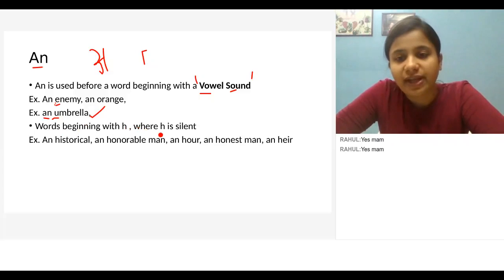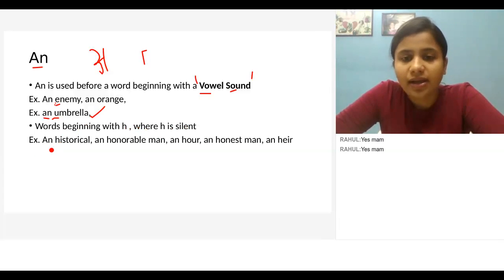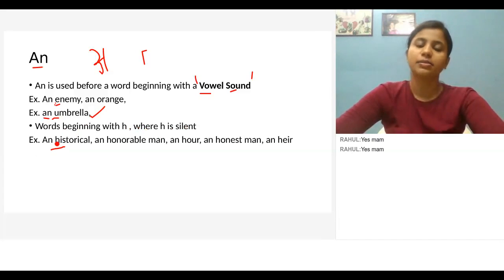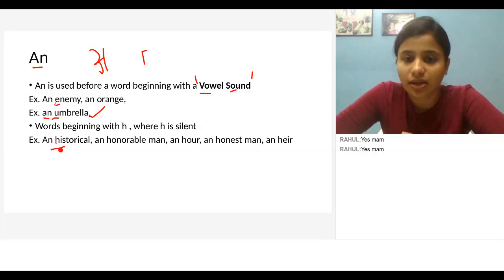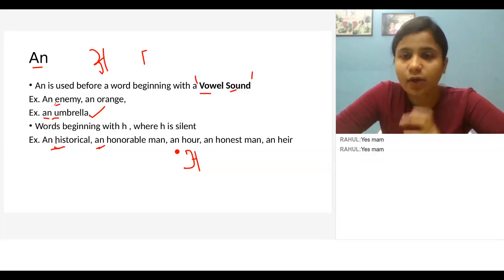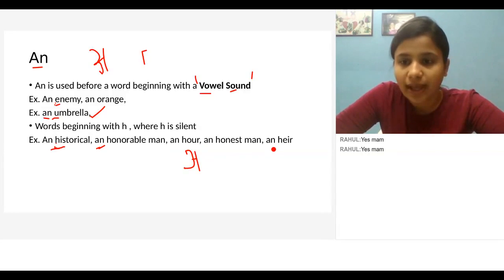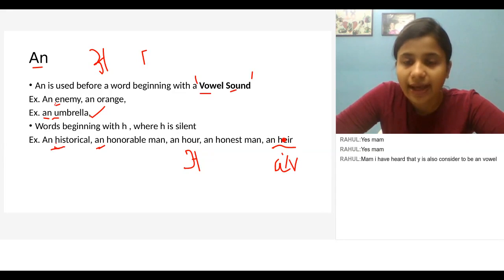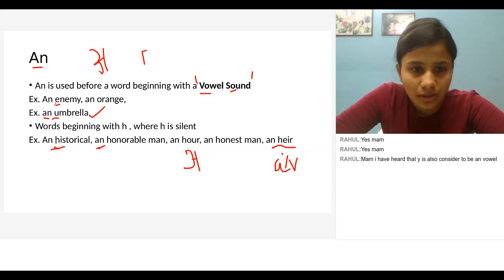Now words beginning with H where H is silent. If you say an historical, in British or American accents, the H is often silent. Again, an honorable man, and not a honorable man. That is why we place an before it. Then hour again starts with a sound. An honest man, again it's an o sound. And hour is pronounced like our. An heir, I hope you'll know. We'll see about it later.